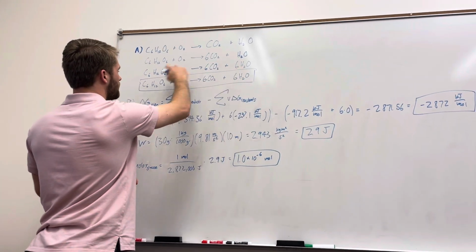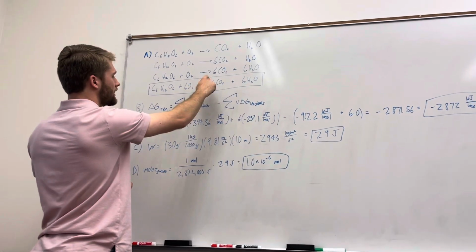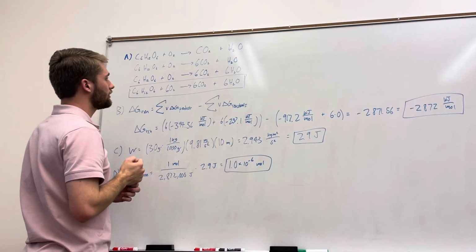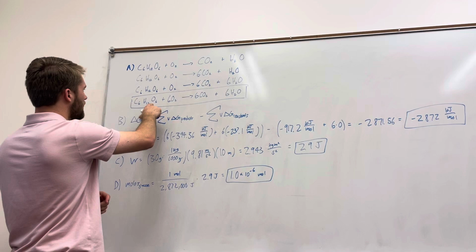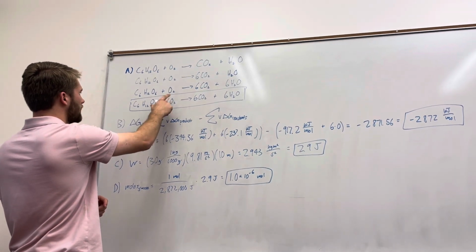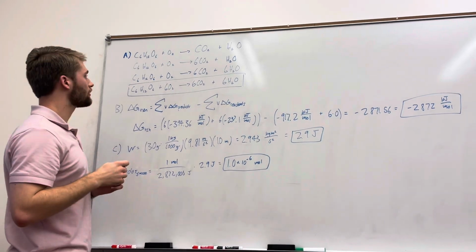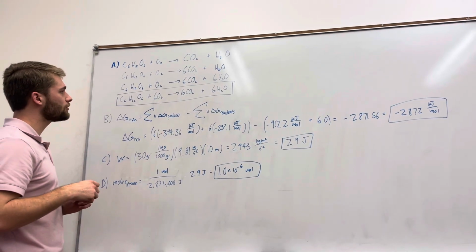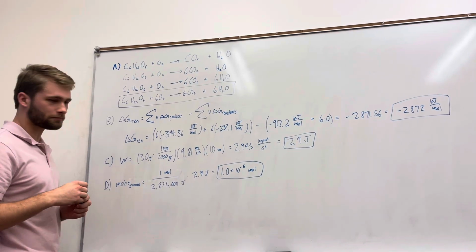Now from doing this, the oxygen on the right side adds up to 18. 6 times 2 is 12, plus 6 times 1 is 6, 12 plus 6 is 18. So we have to have 18 on the left side. We have 6 in glucose, so we'll make this coefficient 6. So that's 12 plus 6 is 18. So our balanced reaction is C6H12O6 plus 6O2 reacts to form 6CO2 and 6H2O.